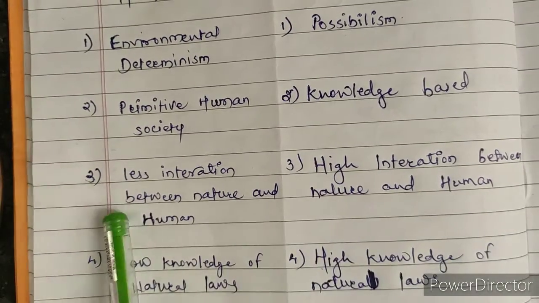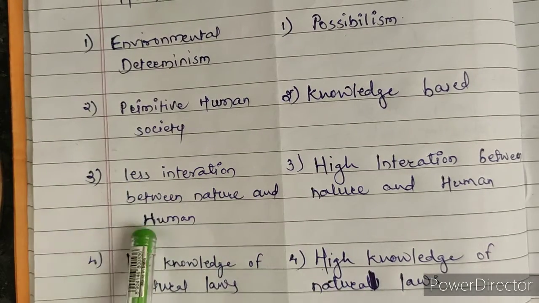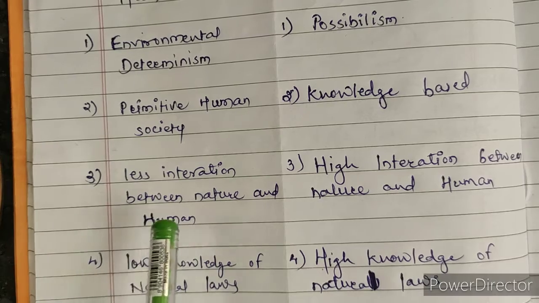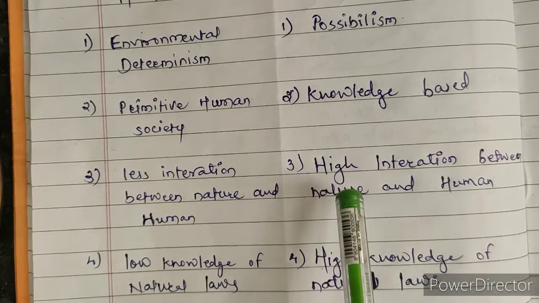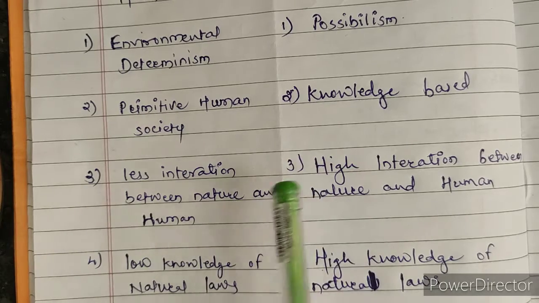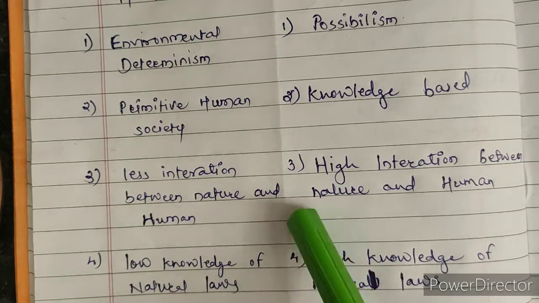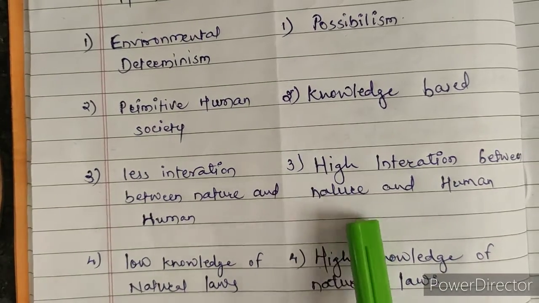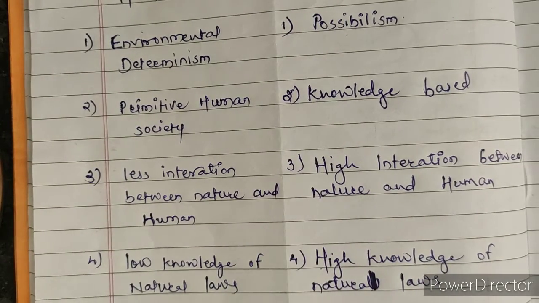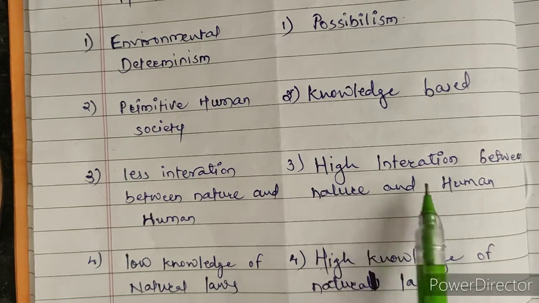Next is interaction between nature and human. In the first, naturalization of human, there is less interaction between nature and human. But in humanization of nature, where human is strong, there is high interaction between nature and human. Here it is high interaction with the help of technology. We have technology, that's why we are successful in having high interaction between human and nature.